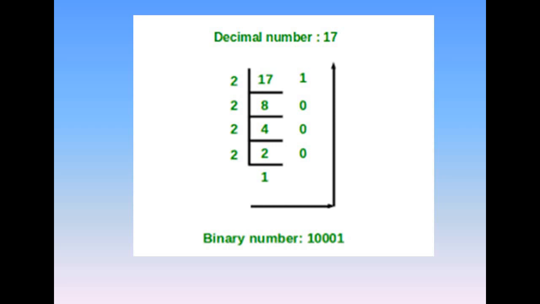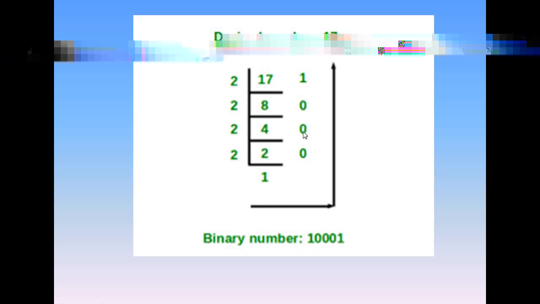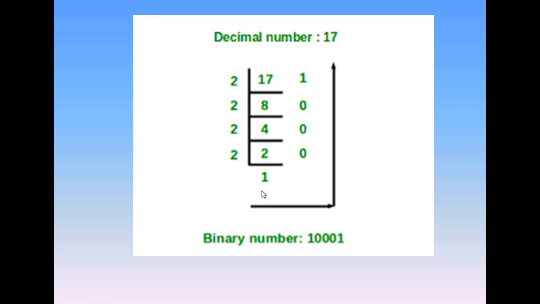We divide 17 by 2. 2 8s are 16 and remainder is 1. 2 4s are 8, remainder is 0. 2 2s are 4, remainder is again 0. 2 1s are 2, remainder is 0. Now the binary number corresponding to decimal number 17 will be, starting from the bottom, 1 0 0 0 1. So you have to take care that you have to start from the bottom and move to top.